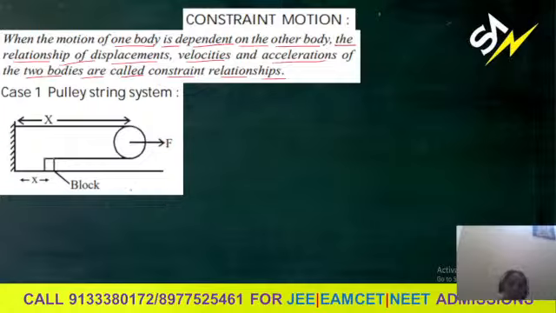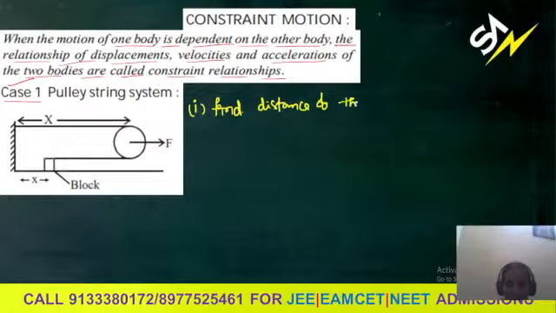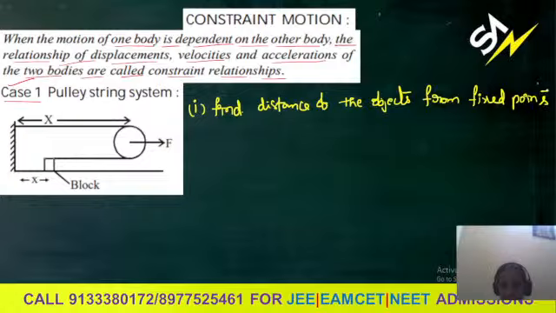How to give constrained relations, we discuss with different situations. You can see here case 1, we are given a pulley string system. To give the constrained relations, mainly 2 points we need to remember. First point, find the distance of the objects in that system, how many objects are present. You need to find the distance of the objects from fixed points.